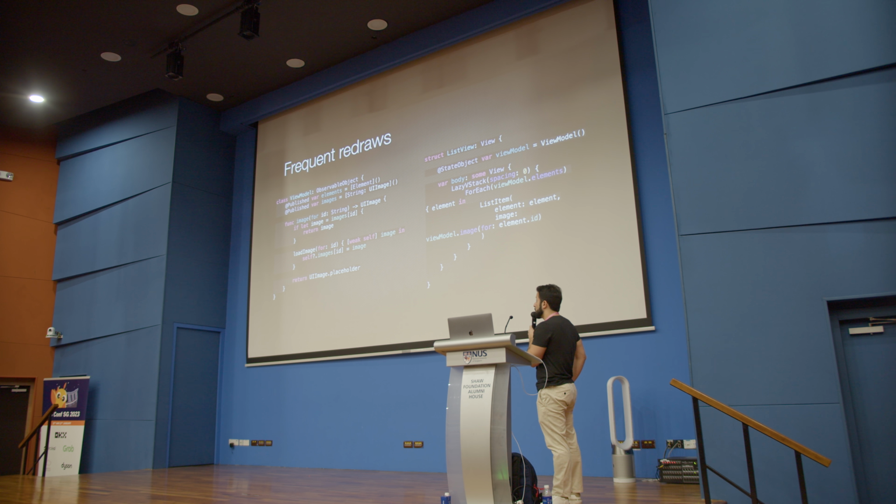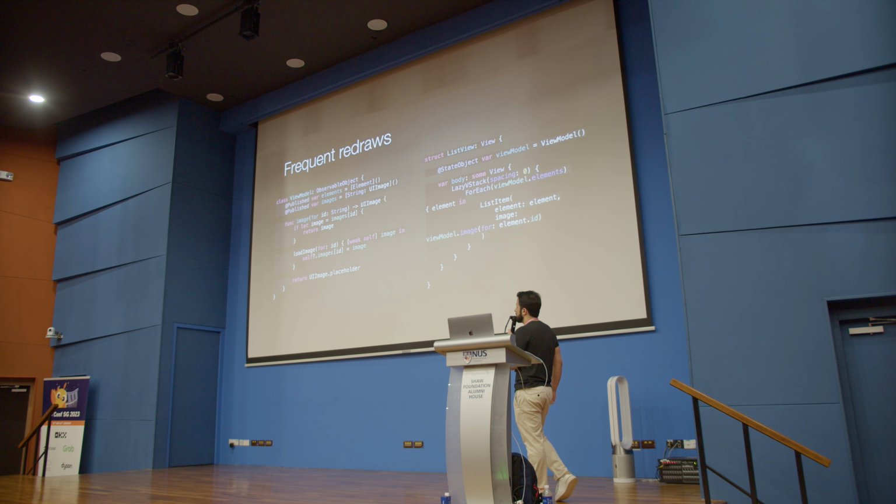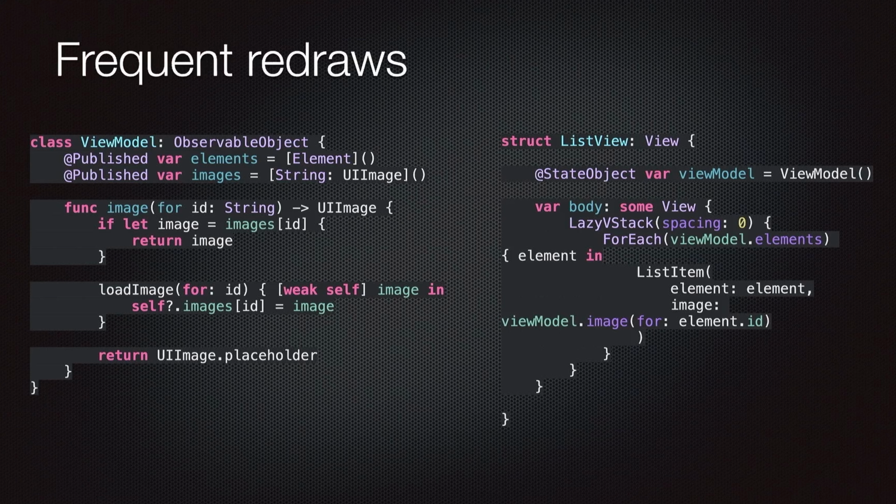So another group of performance issues in SwiftUI can appear when you do frequent redraws. As you know, SwiftUI evaluates the body of a view a lot of times, but if you make some mistakes in your code, you can make it do it more than it should. And if you have very frequent redraws, your performance will suffer.